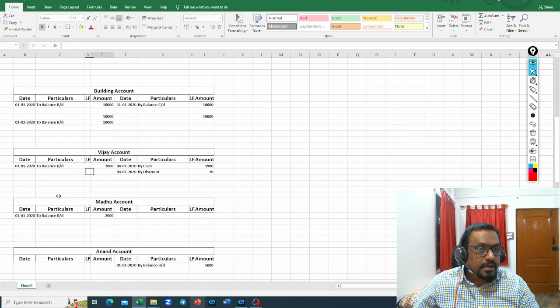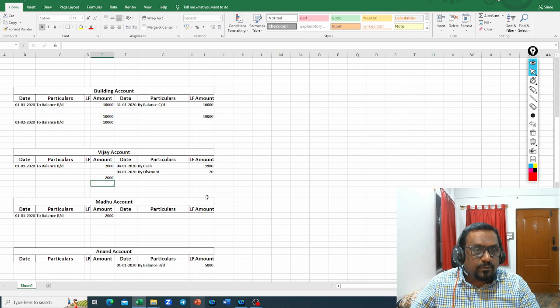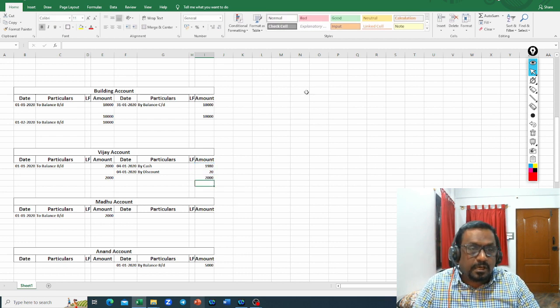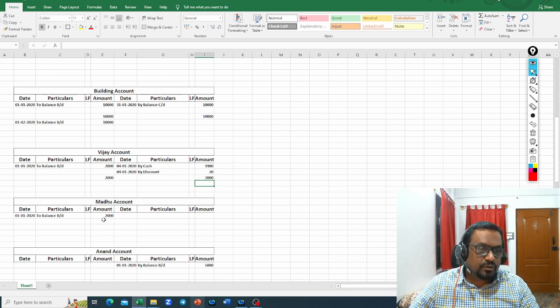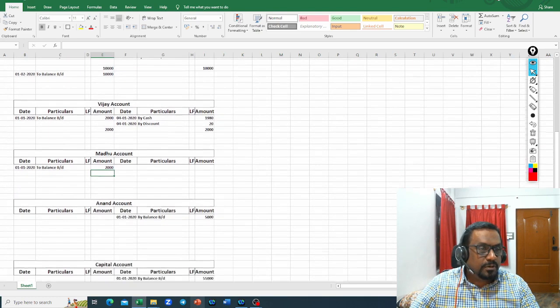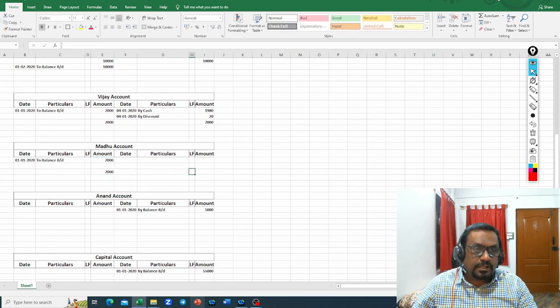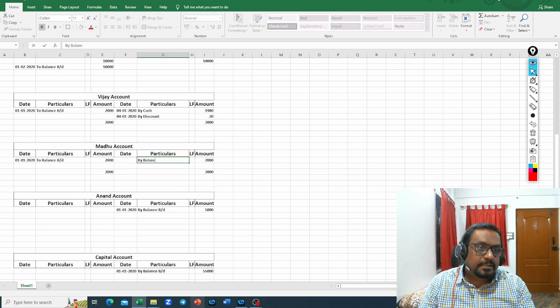Then coming to Vijay's account. How much do we have in total here? 2,000. Let us total 2,000. How much do we have here? Here also we have 2,000. There is no balance required in this account because the total on both sides is the same. Whenever there is the same total on both sides, you just need to total it and leave that account. So this account is over. Next, in Madhu's account, we have a 2,000 balance. Let us total 2,000 and then put the same 2,000 here, right? And put 2,000 here. And what am I supposed to do? By balance brought down.